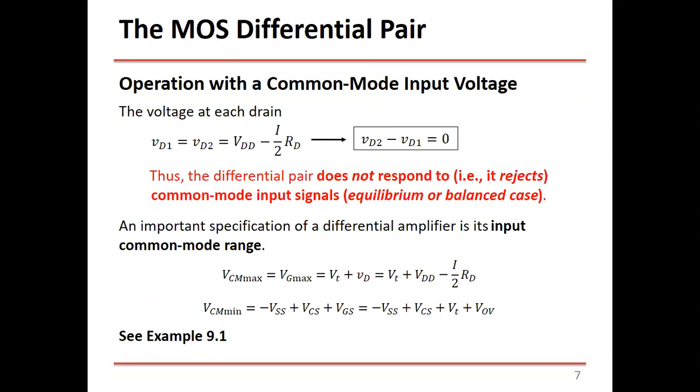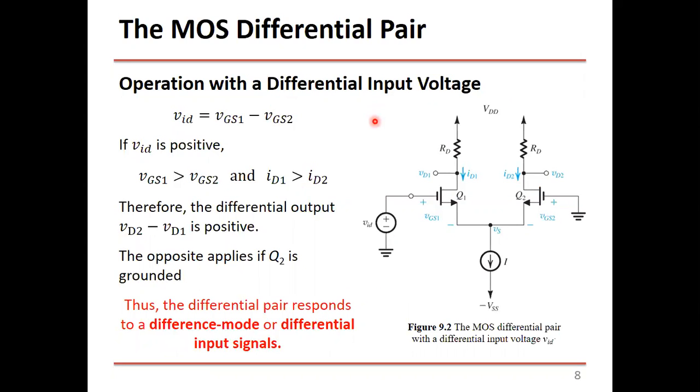Now we will move to the second mode. Remember the first mode was the common mode, right? Now we move to the second mode, which is the differential mode. Instead of applying the same signal into the two inputs, as we did before, now we apply the signal here different than this one. This is one case where you apply a voltage here and you just ground this one. So this is different than this one.